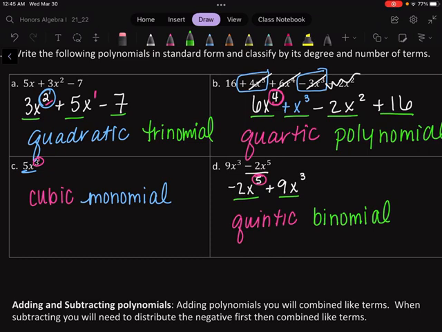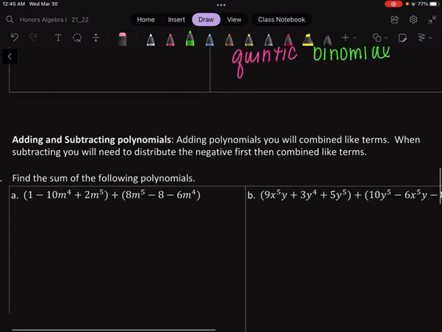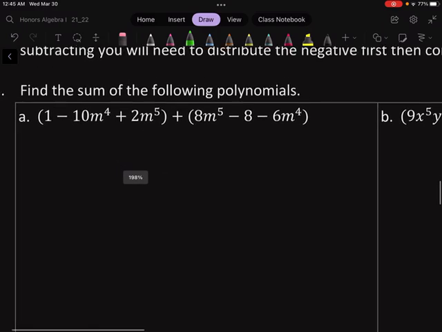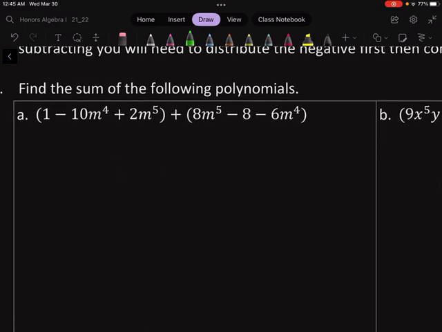So now that we know how to classify them, how can I actually add them? So I can add or subtract polynomials. You'll combine basically the like terms. When you're subtracting, you might need to distribute the negative first, then combine like terms. It depends on how you would want to go about doing it, and I will do both ways. Well, not on all of them, but once we get to the subtracting, I'll show you.